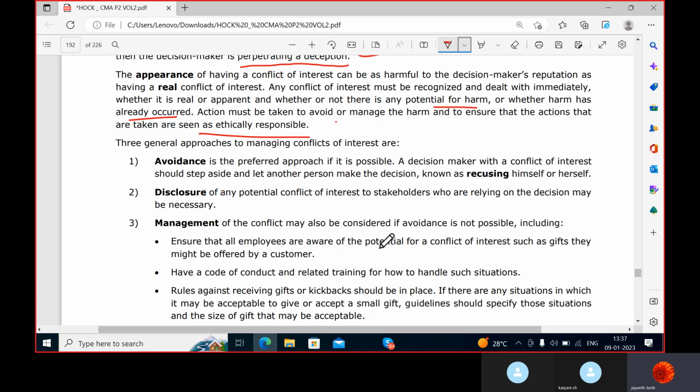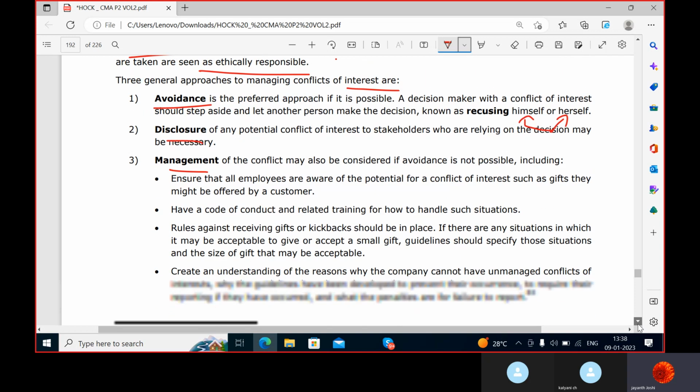Okay. So three general approaches to managing conflict of interest are avoidance. Avoidance is the preferred approach if it is possible. A decision maker with a conflict of interest should step aside and let another person make the decision, known as recusing himself or herself. That means he should seriously say that I am just quitting from this. I don't want to do this, I'm not in this now because I'm not independently able to take the judgment. Or they should disclose this to the shareholders, or they should discuss with the management.